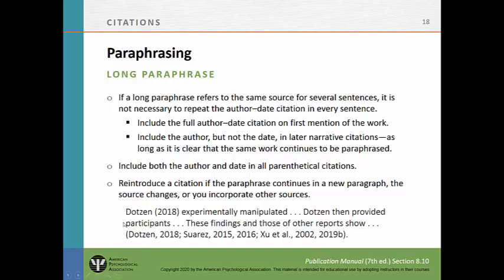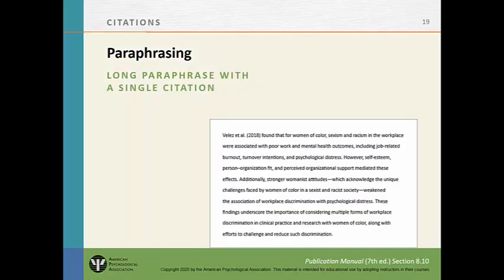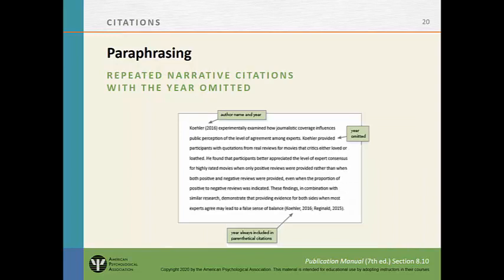And you see an example here. Dotson, 2018, experimentally manipulated. Dotson then provided participants. You don't need the date again when you're still talking about Dotson. These findings and others show that now you're citing other stuff. And if you go back talking about Dotson, you should cite the year again. There's an example, and you can look at similar examples in the APA manual. And here's another example of, here's the author. You're not mentioning the year again when you talk about them, but then if you put their material back in a parenthetical citation, you need to mention the year again. And if you started talking about Kohler again, you would need to put the year again in the next paragraph.